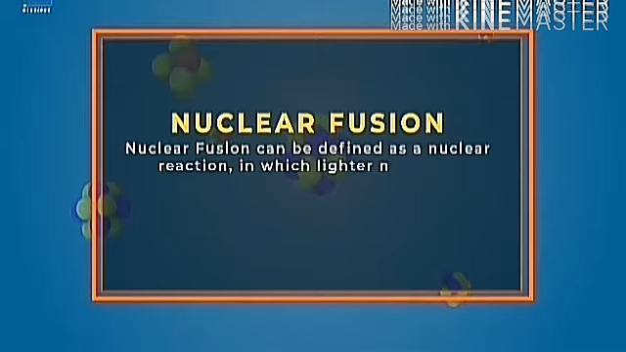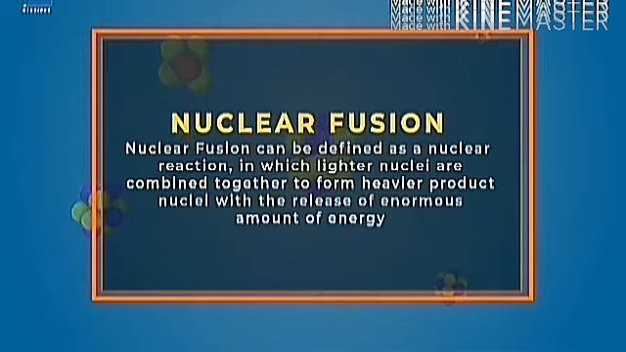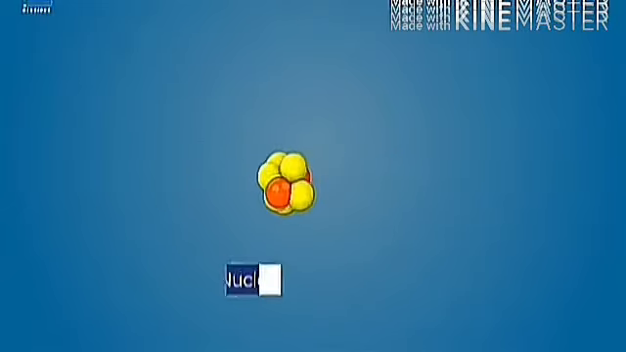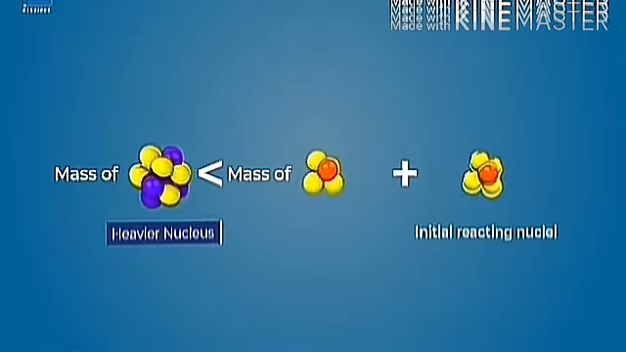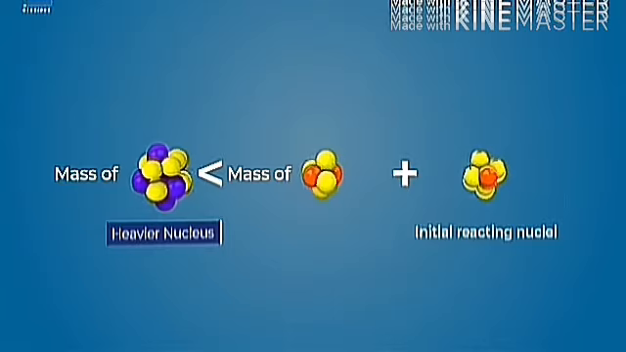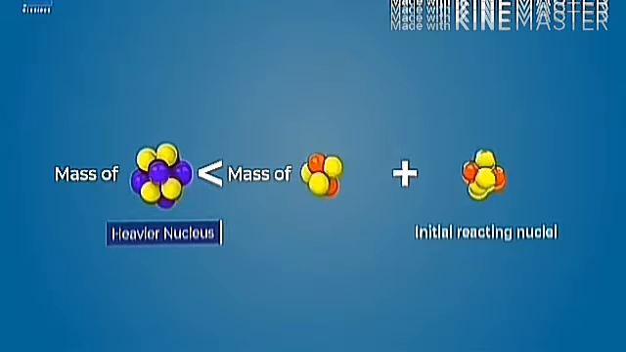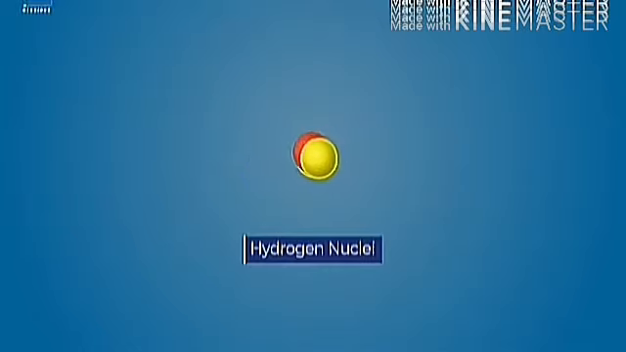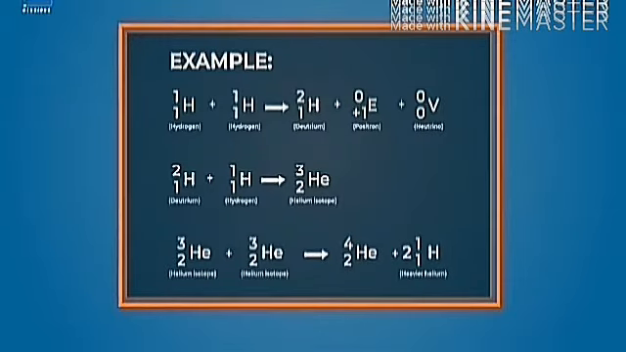Nuclear fusion is a combination reaction when two lighter nuclei combine together to form a heavier nucleus and release an enormous amount of energy. This process is known as nuclear fusion. In a nuclear fusion reaction, the mass of the daughter nucleus formed during nuclear fusion is less than the sum of the masses of the two parent nuclei. This difference in mass is called mass defect.